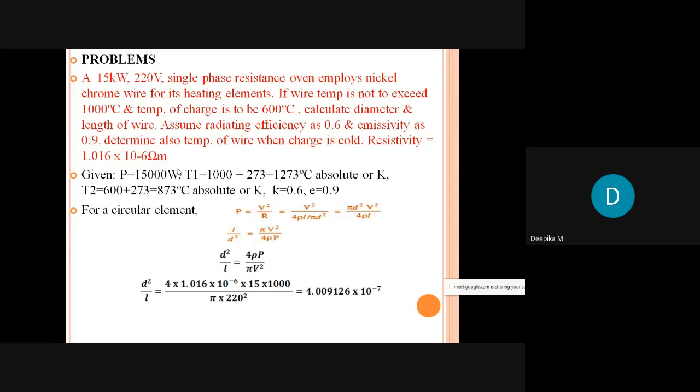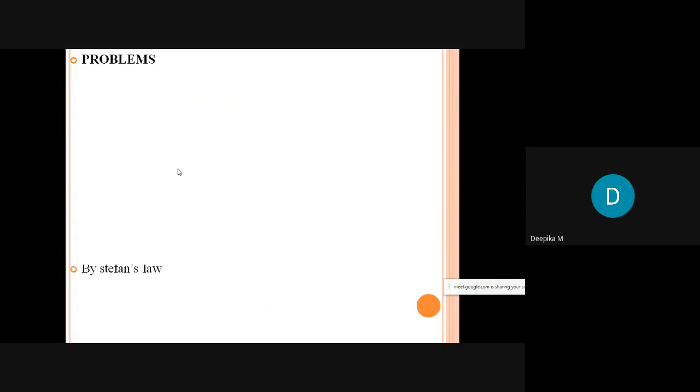Let us substitute the data. The resistivity is 1.016 into 10 to the power of minus 6, the power input is 15 kilowatt, that is 15,000 watt, and the voltage is 220 volts, so it is 220 square. Upon solving, we get D square by L as 4.009126 into 10 to the power of minus 7, or we can write L by D square as 2.49431 into 10 to the power of 6. Let us take this as equation 1.